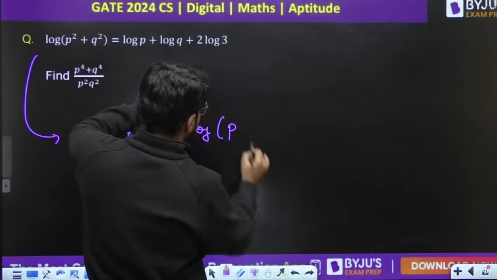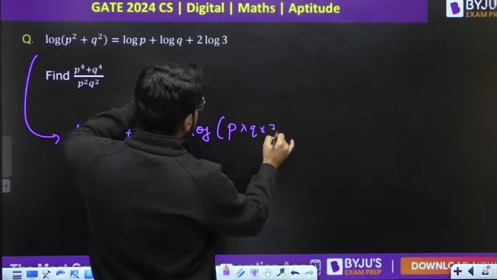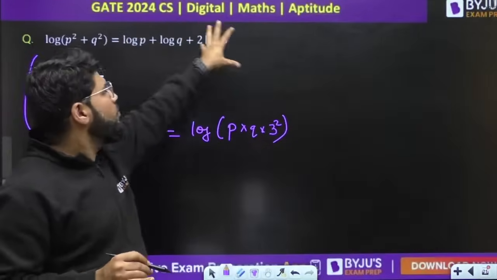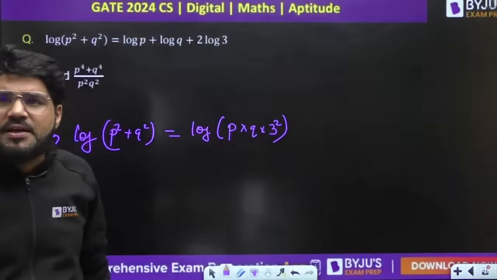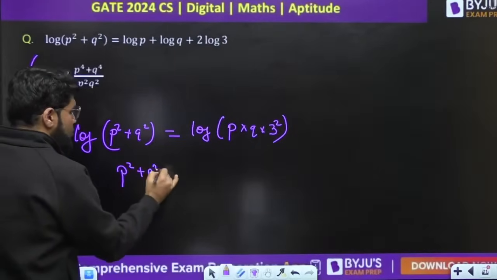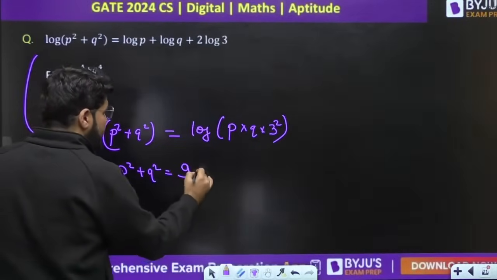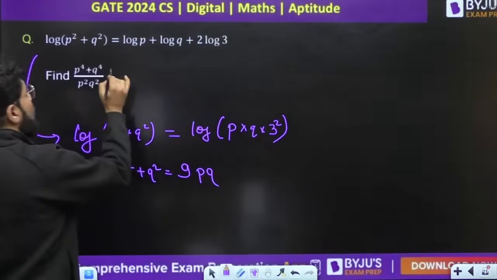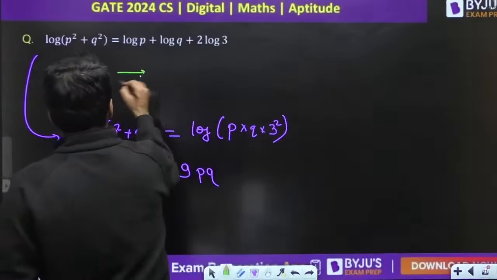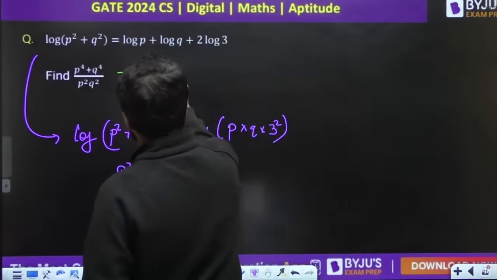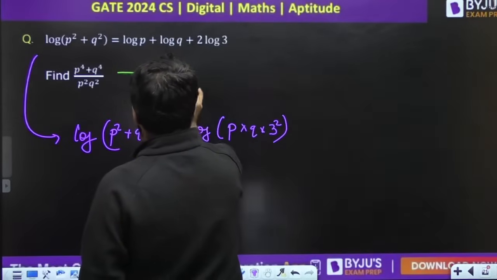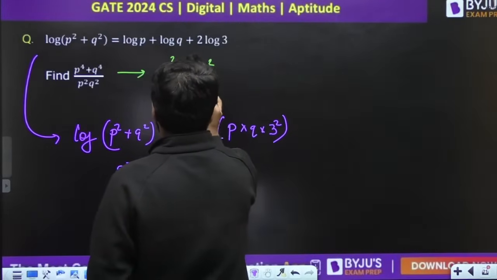So I am going to write it as p into q into 3 square. 2 log 3 is log of 3 square, right? So log a plus log b plus log c is log abc. I did it this way first so that the log cancels. So you have basically p square plus q square is equal to 3 square, that is 9pq. Now what do you want here? Let's first divide. If you divide p power 4 by p square q square, the first term is p square by q square, and the next will be q square by p square.